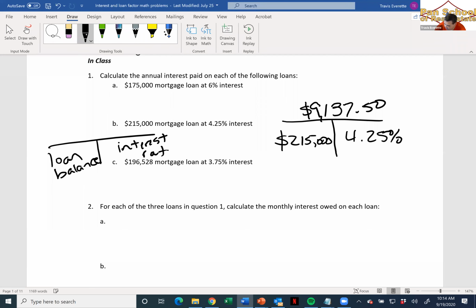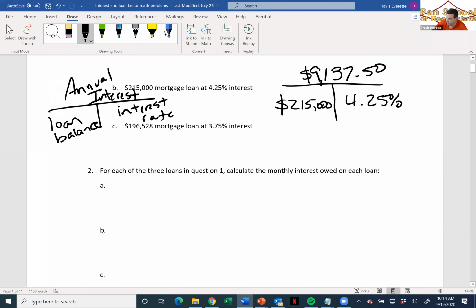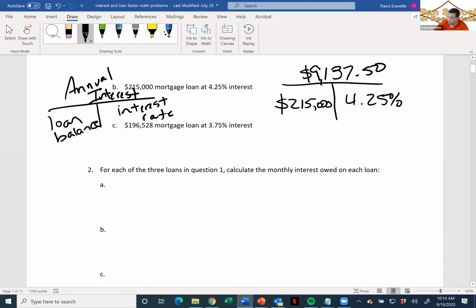How's that? Is that what you wanted? Yes, thank you. So our annual interest is equal to the loan balance times the interest rate. And so in that case, that's $9,137.50. Now, in the next question, it just basically asks you to take those numbers and convert them to monthly.